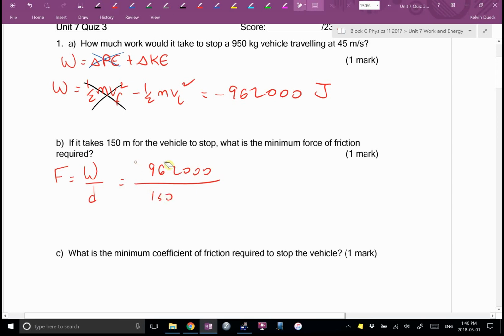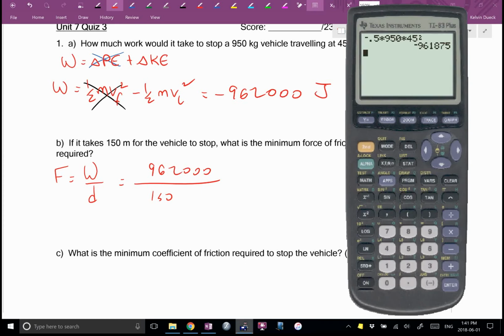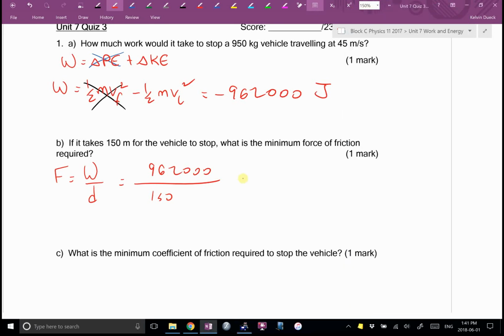The negative here is optional because I'm not really asking for a direction, but I do know that the negative is telling me if the car is going to the north, the force has to be which way? South. That's what it is, which makes sense. You're pushing in the opposite direction because you need to slow down. So I'm going to go this number here divided by 150. And I get a force of friction. Do you get 6,413? I'll go to 3 sig figs and I'll write that. Newtons. The negative, I'll give you full marks, or the positive. Either way is fine. Is that okay, Bri? Cool.